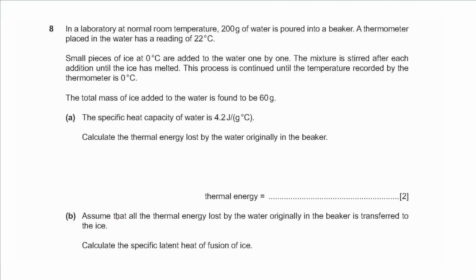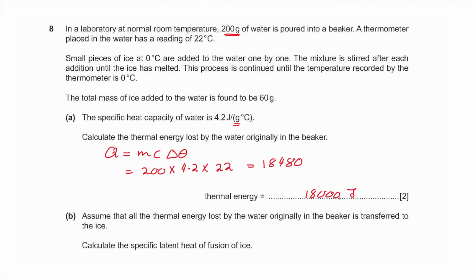Part A says the specific heat capacity of water is 4.2 joules per gram degrees Celsius, and this is in grams, and the mass given at the start of the question is also in grams, so we leave it as it is. Calculate the thermal energy lost by the water originally in the beaker. We can use Q equals mc delta theta. The energy is equal to 200 multiplied by 4.2 multiplied by the difference between 22 and 0, so it's 22. This gives an answer of 18,480 or approximately 18,000 joules.